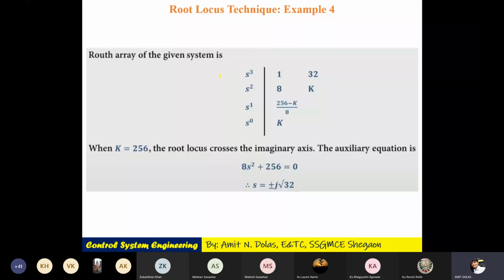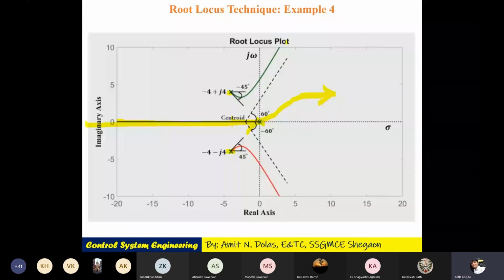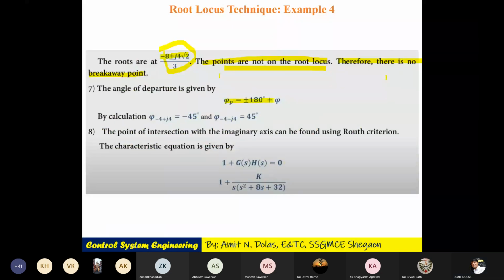So in this case, what do we do? We calculate the angle of departure. That will be, of course, the angle condition plus pi. The angle of departure will be the angle condition plus pi. And that, by calculation, the angle of -4 plus j4 will be minus 45 degrees, and the angle of -4 minus j4 will be plus 45 degrees. The point of intersection with the imaginary axis we have to find.